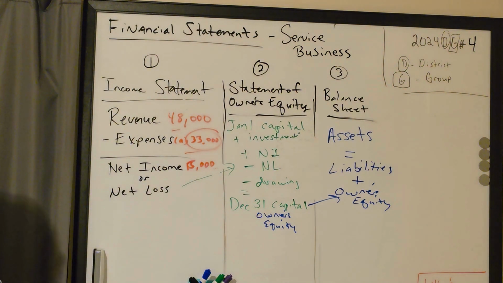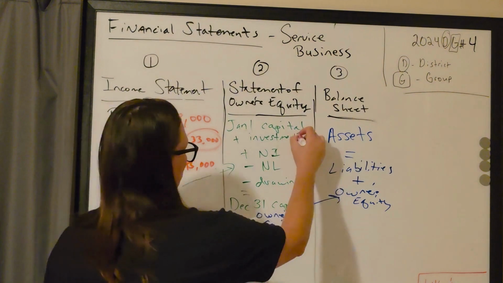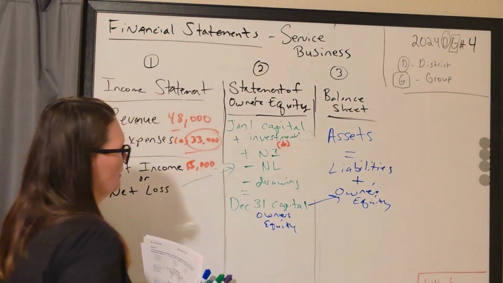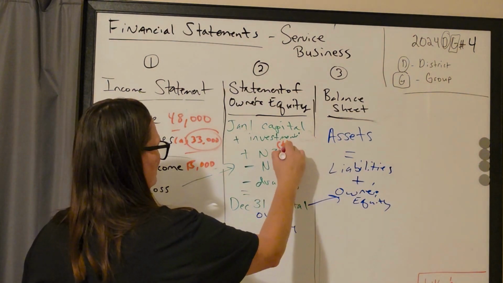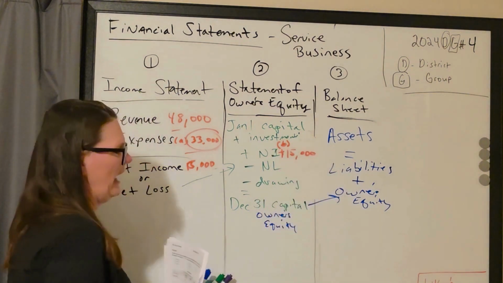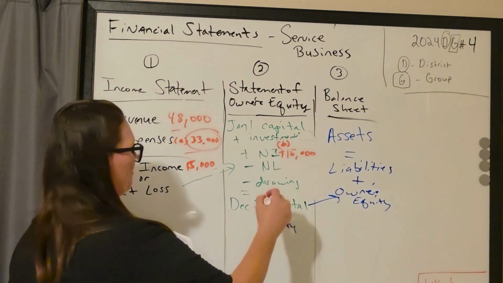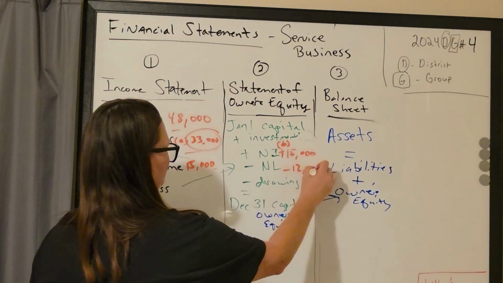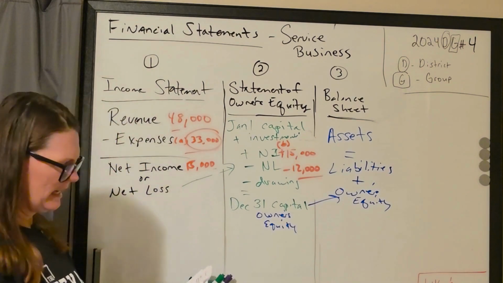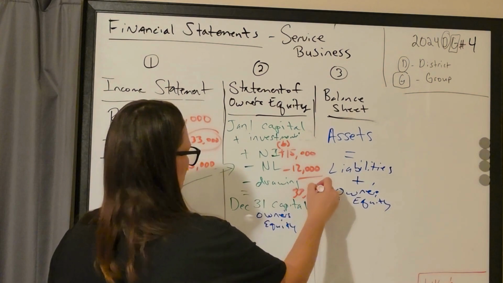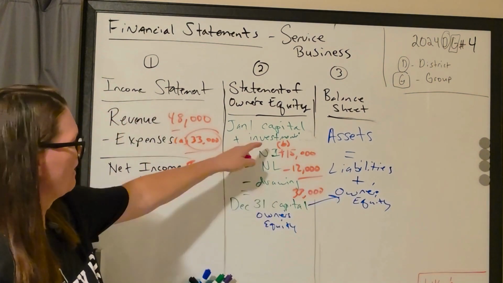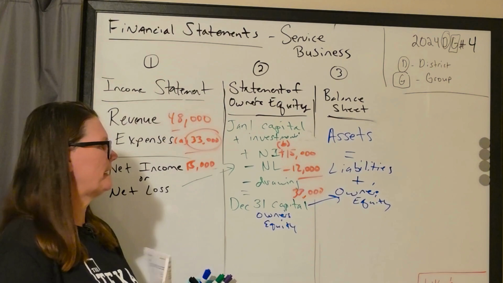Now, let's move over to the statement of owner's equity. So looking at that statement of owner's equity, we're missing January 1st capital. That's B. We do know the net income, so that's plus 15,000. And then the drawing is minus 12,000. And that's going to equal the December 31st capital of $33,000. So now we have a simple math problem. We're going to solve for B.